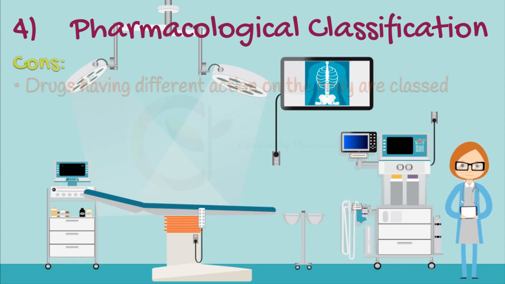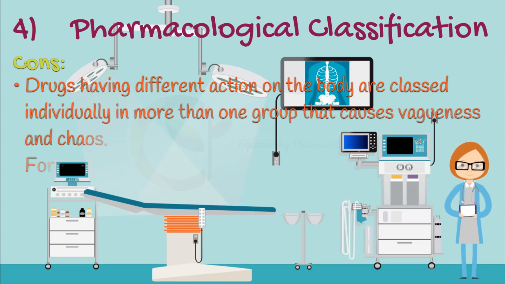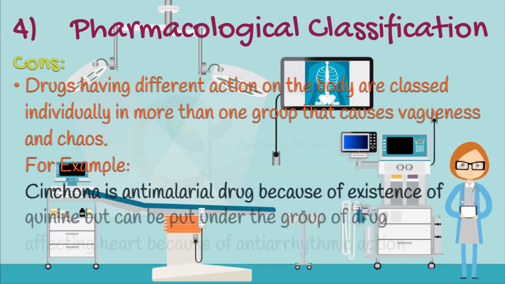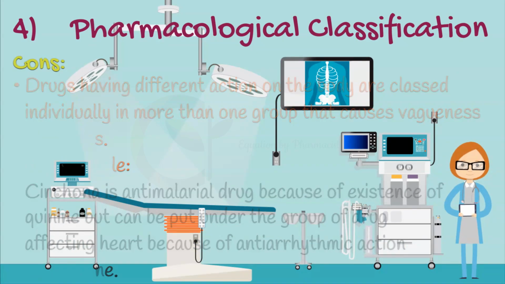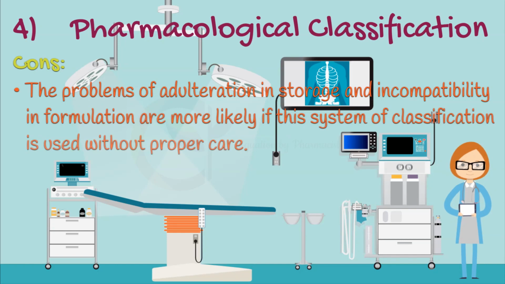It has drawback that drugs having different action on the body are classed individually in more than one group that causes vagueness and chaos. For example, cinchona is antimalarial drug because of existence of quinine, but can be put under the group of drug affecting heart because of antiarrhythmic action of quinidine. The problems of adulteration in storage, and incompatibility in formulation, are more likely, if this system of classification is used without proper care.